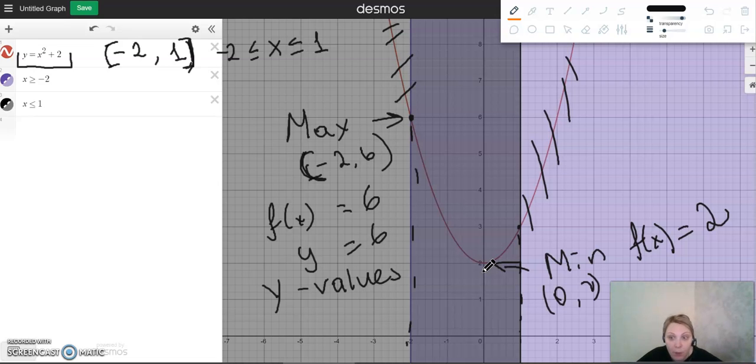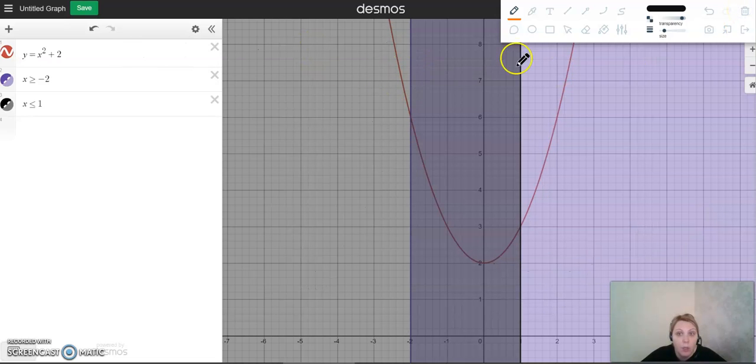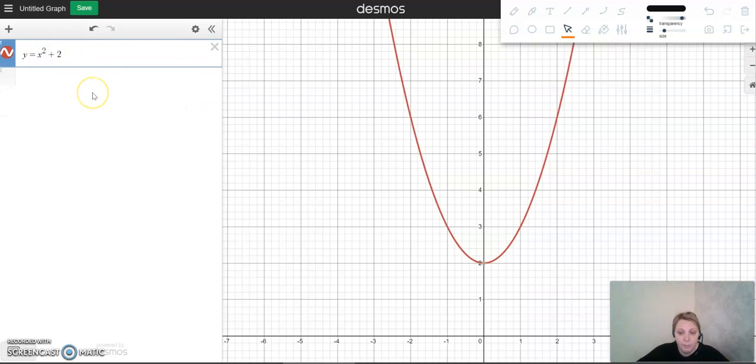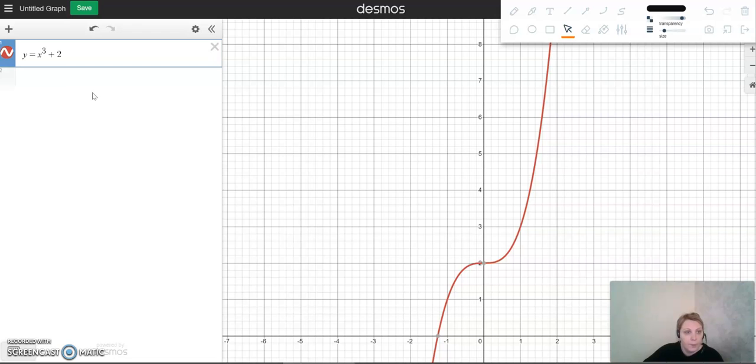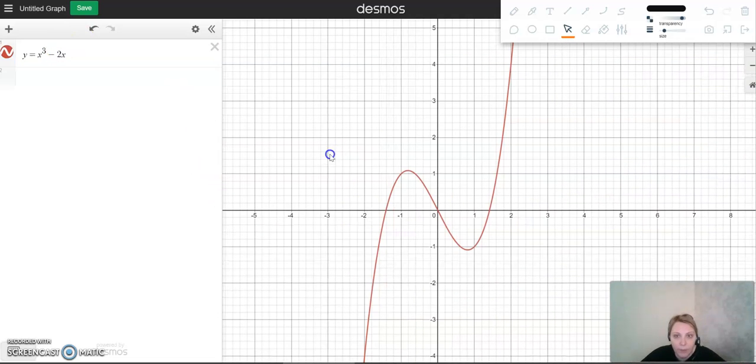All right. So these are mins and maxes. Awesome. So let's do some more practice. I'm going to do a couple more problems. So the next one I want to do is our good friend over here, x to the third, let's do it minus 2x. This kind of strange function. And I want to look for all the values between x equals negative 2 and x equals 2.